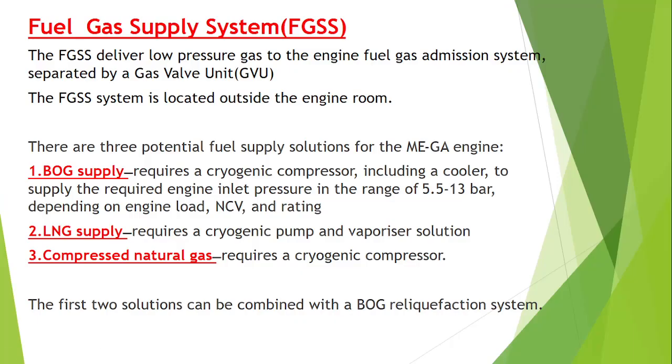Okay, now this fuel gas supply system. This fuel gas supply system basically delivers low pressure gas to the engine fuel gas admission system, separated by a gas valve unit. The FGSS system is located outside the engine room. There are three potential fuel gas supply solutions for the MEGA engine. One is BOG, which requires a cryogenic compressor including a cooler to supply the required engine inlet pressure in a range of 5.5 to 13 bar depending on the engine load, NCV and rating.